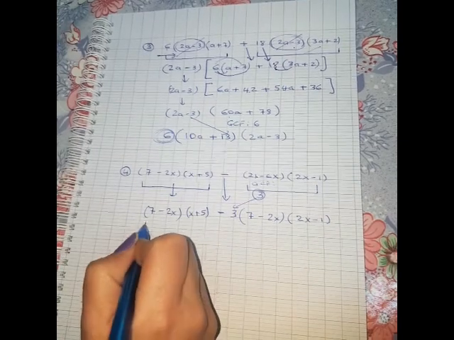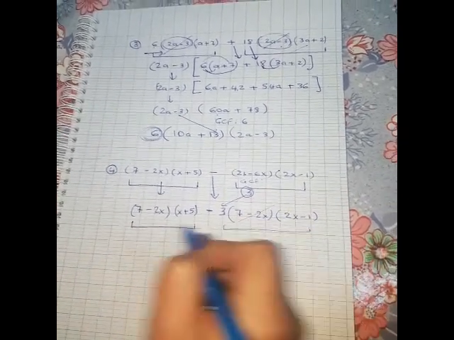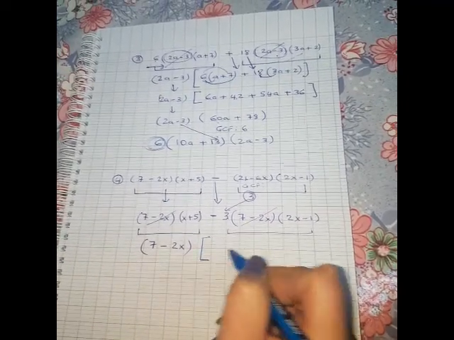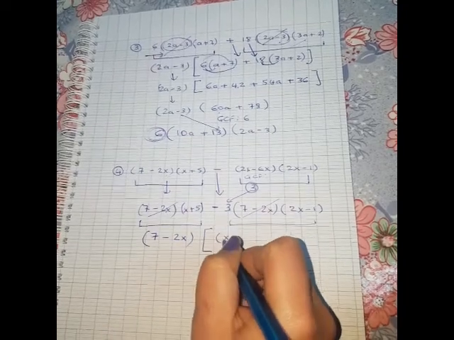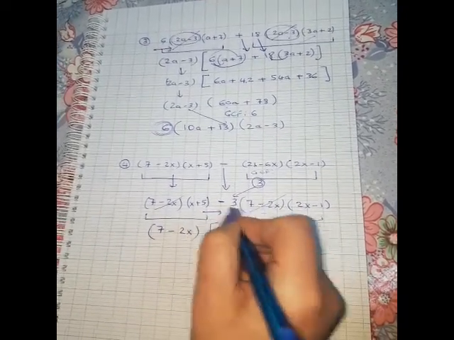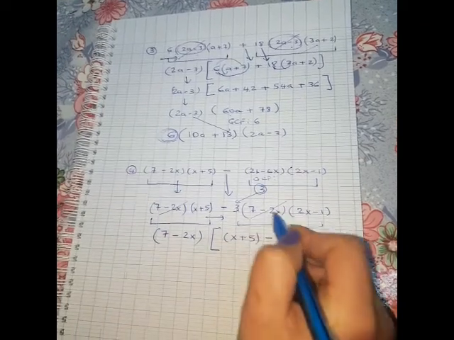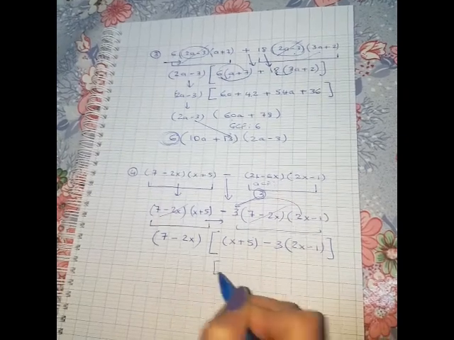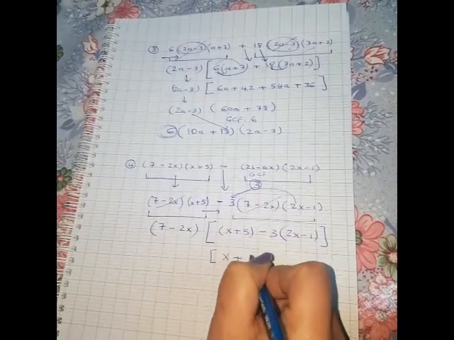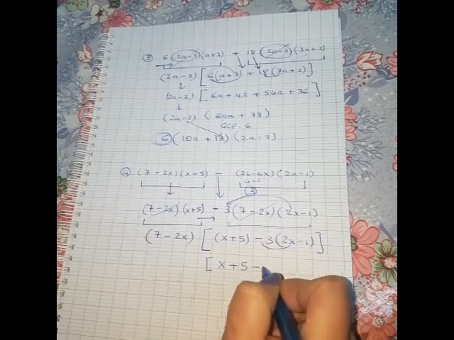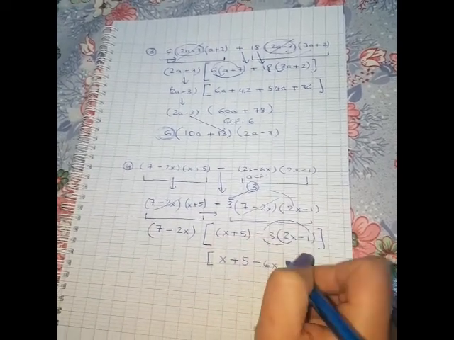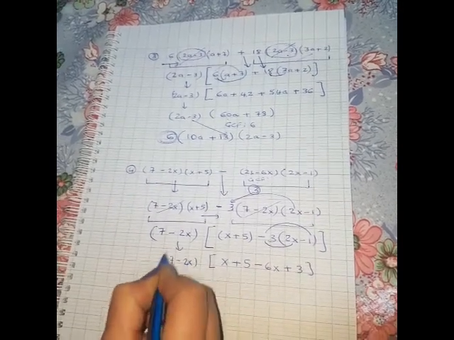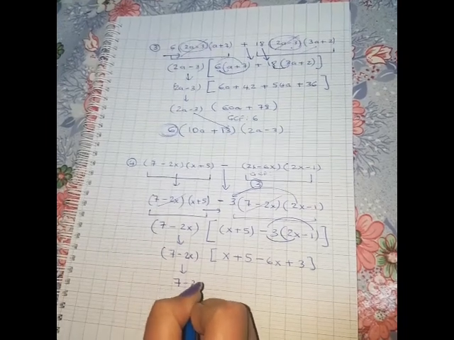Where's my common parenthesis now? This is one part, this is another. 7 minus 2x, I bring it down as common. And I open a big bracket for what's left. I have an x plus 5, and then minus 3, a parenthesis, 2x minus 1. And I start distributing, adding and subtracting my like terms. X plus 5, minus 3 times 2x is minus 6x, minus 3 times minus 1 is a plus 3. And I bring down the 7 minus 2x, I don't forget it. I bring it down again to my final answer.